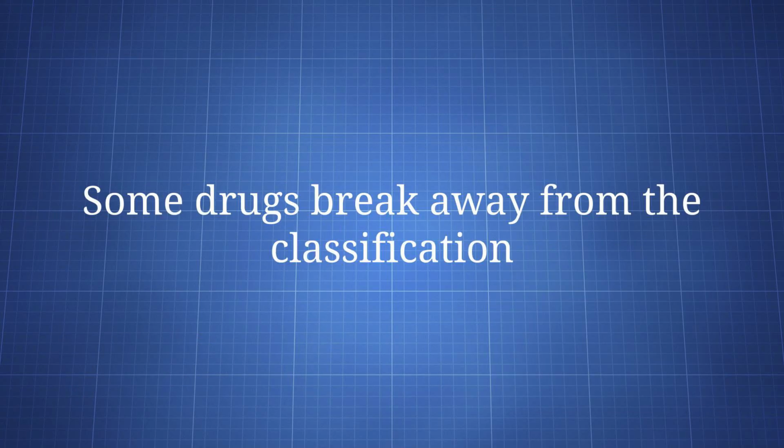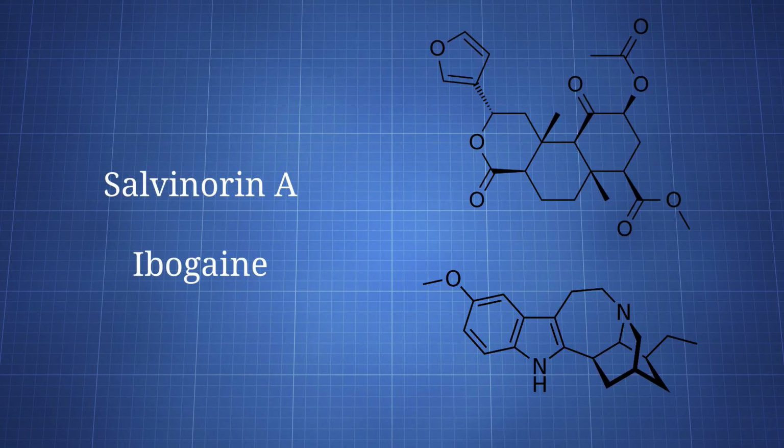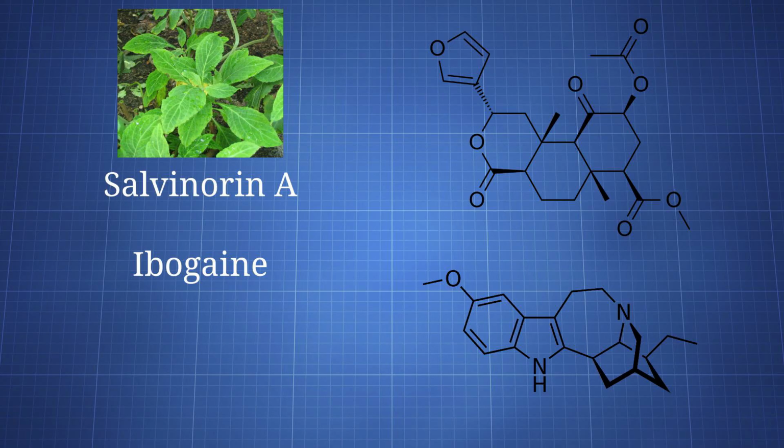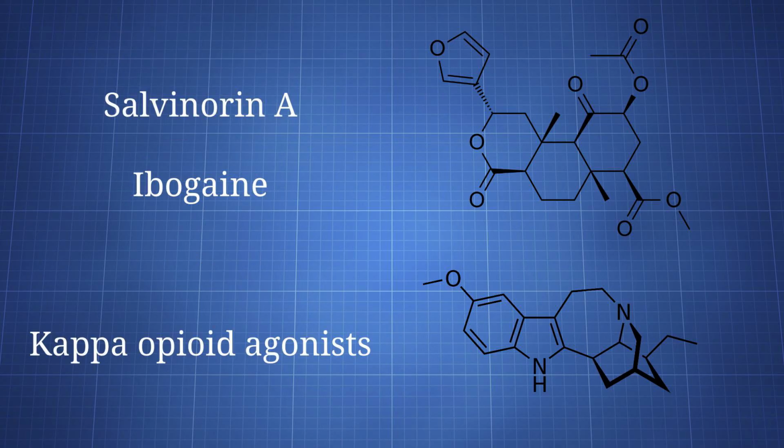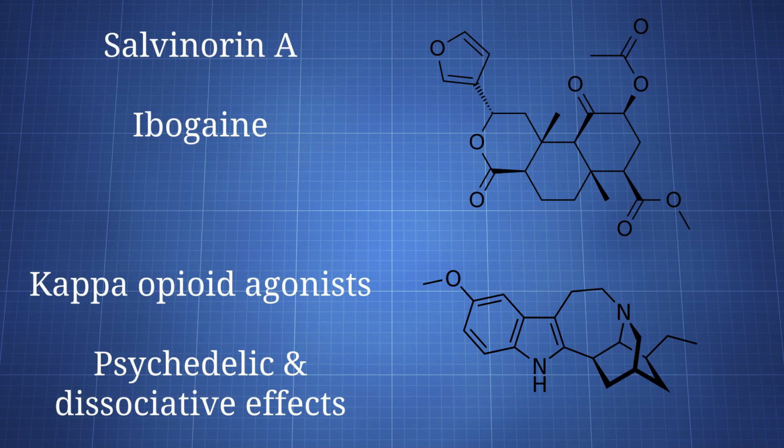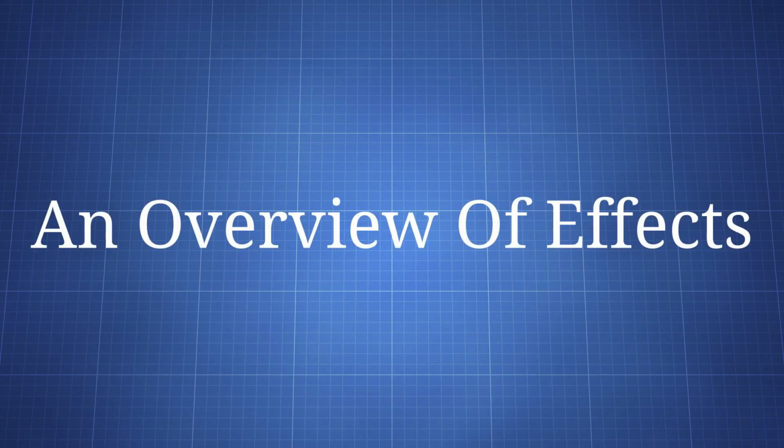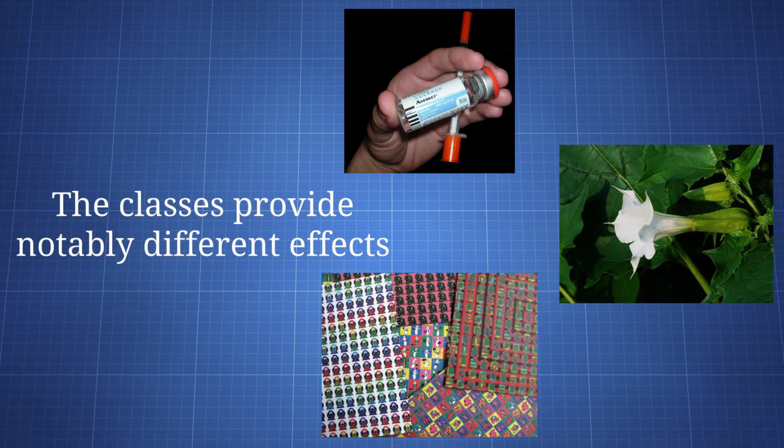There are also some drugs that break away from this classification. For example, salvinorin A, a primary drug in Salvia divinorum, and ibogaine are agonists at the kappa opioid receptor. Those drugs provide psychedelic and dissociative effects, yet they are functioning differently from the usual psychedelic or dissociative. Getting into the effects, psychedelics, dissociatives, and deliriants produce notably different experiences, and I will give a brief overview of them to show how they differ.